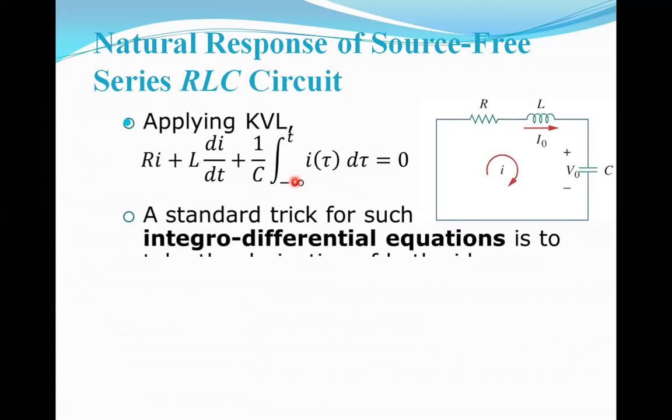A standard trick for such an integro-differential equation is to take the derivative of both sides. If you take the derivative, you get R di by dt plus L d square i by dt square plus 1 by C into i is equal to 0. If you rearrange and divide by L, it can be written as d square i by dt square plus R by L into di by dt plus 1 by LC into i is equal to 0.